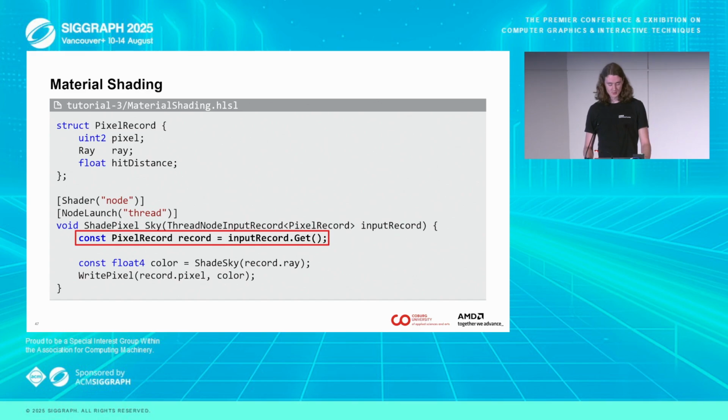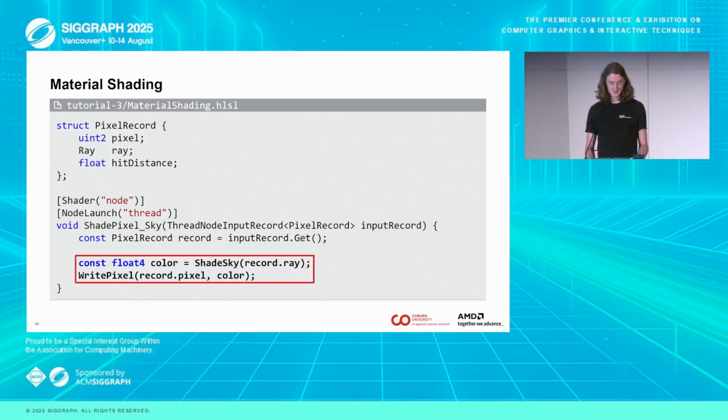Then, in our node, we can read this input record. You can already also find this on your cheat sheet on the thread node launch. You can just use the get semantic. Then we have the pixel record, just as a local variable. With this, we can then throw the ray into the shade sky function. That will still return a four-dimensional color vector. And then in our tutorial, we'll use the write pixel function. But here you could write it to a UAV or whatever to output. And here, obviously, we use the pixel coordinates to know where we write these to. All right, that's the shade pixel function done for the sky material.